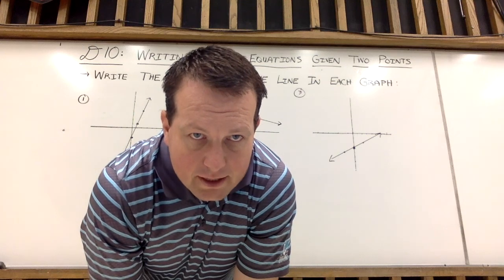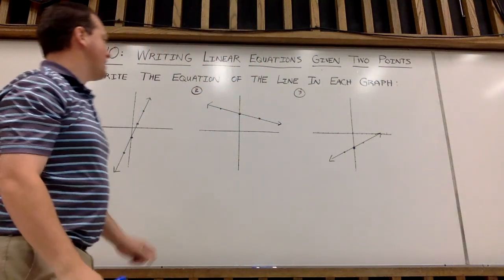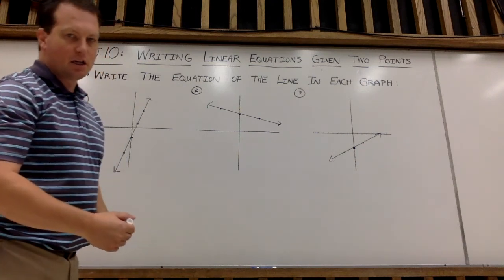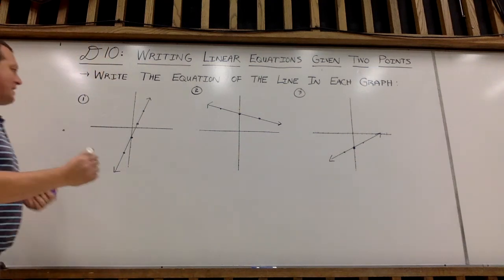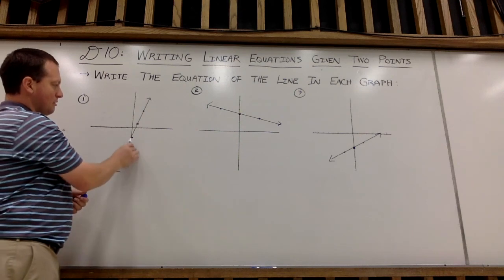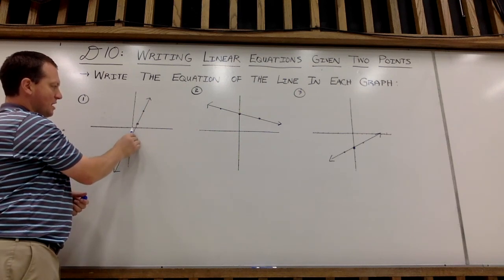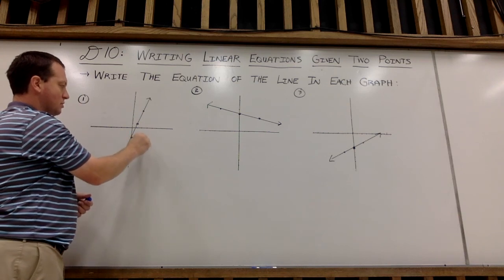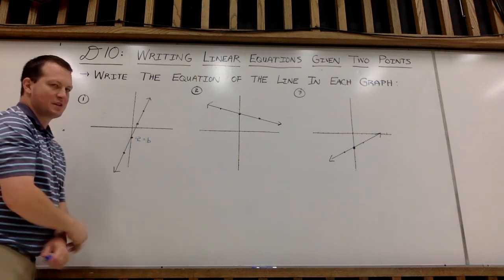All right, let's finish up daily 10, looking at 3 graphs, and we are going to write the equation of the line in each graph. I have in my first graph here my y-intercept of this line, that is 2 below the origin. So b, the y-intercept, is negative 2.